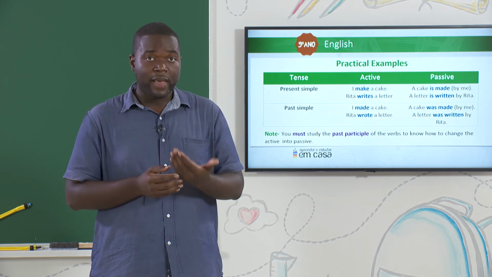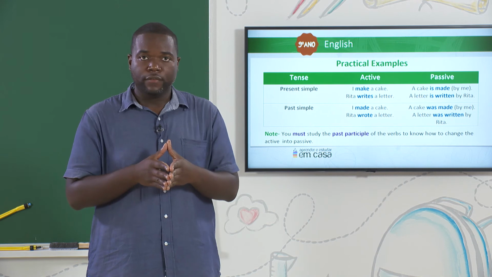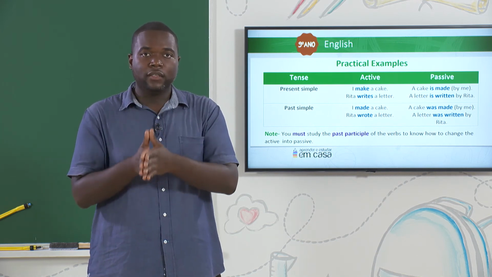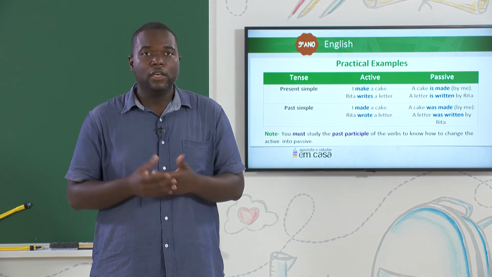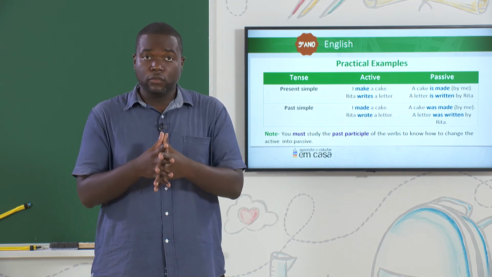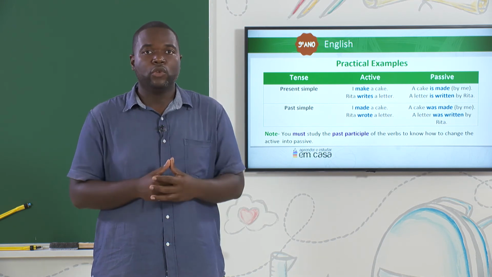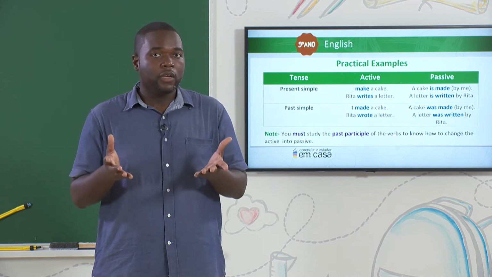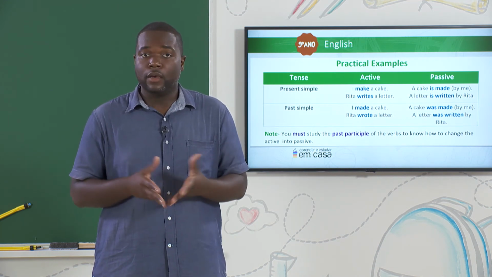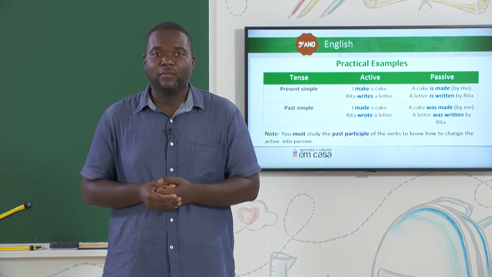And don't forget, the past participle is the third column on the list of verbs. You have the infinitive, the past simple, and then the past participle. So that's what you have to study. Okay? Very good, students. I hope you understood this lesson. It's very easy. You just have to switch when we are talking about the active to the passive. But we cannot end our lesson without some practice, okay? Now, let's do the exercises.